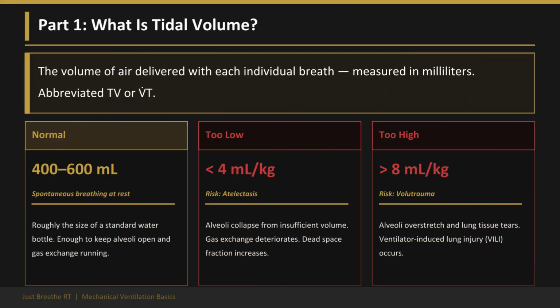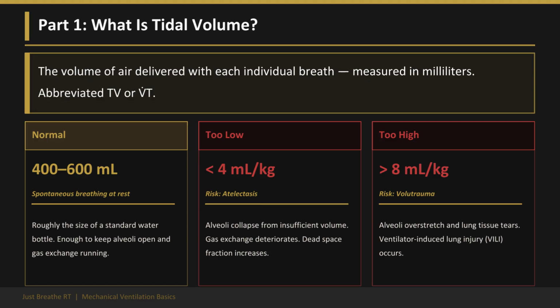Abbreviated TV, or VT, tidal volume is simply the amount of air delivered with each individual breath, measured in milliliters. When you breathe normally at rest, your tidal volume is roughly 400 to 600 milliliters. That is about the size of a standard water bottle. Nothing dramatic, just enough air to keep your alveoli open and your gas exchange running smoothly.